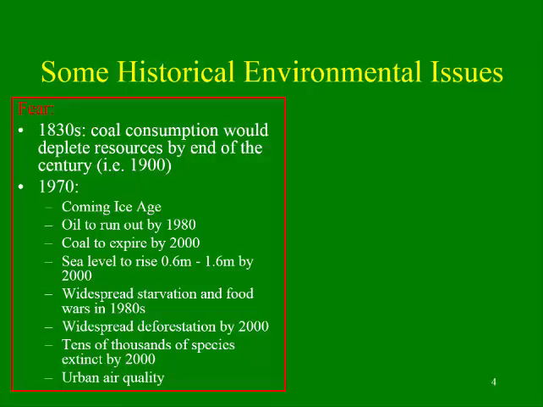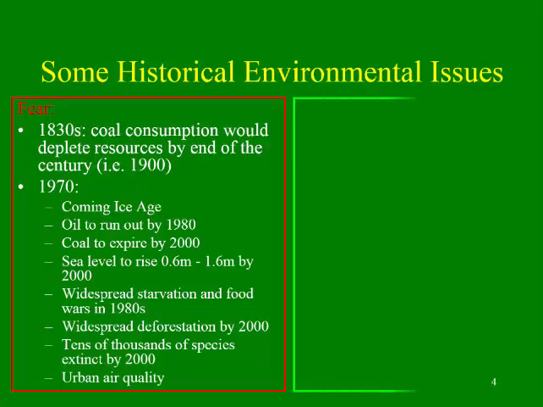Around the early 70s, the coming ice age was relatively rapidly changed in concern for global warming, which is curious considering it's a global temperature concern but running in exactly the opposite direction. At that time, it was estimated that the sea level would rise somewhere between 0.6 to 1.6 meters by the year 2000. Obviously, that would be a fairly serious problem.